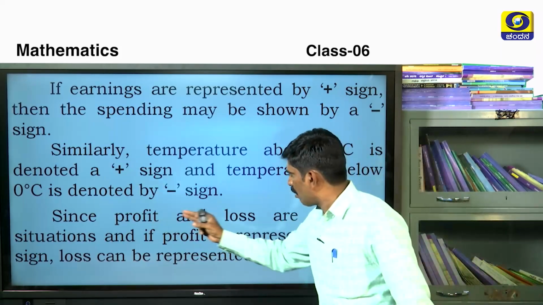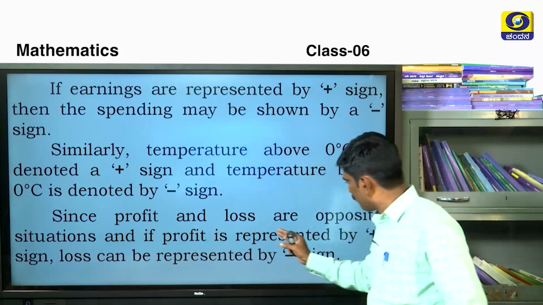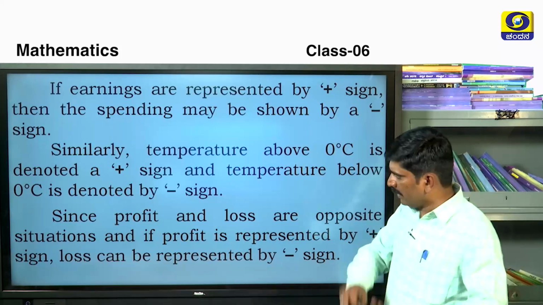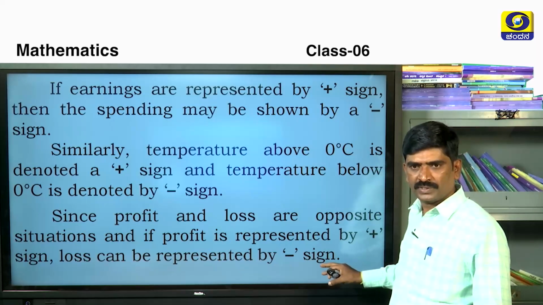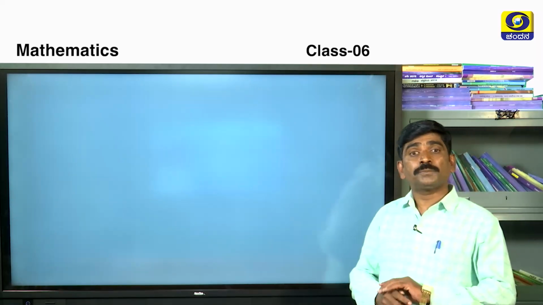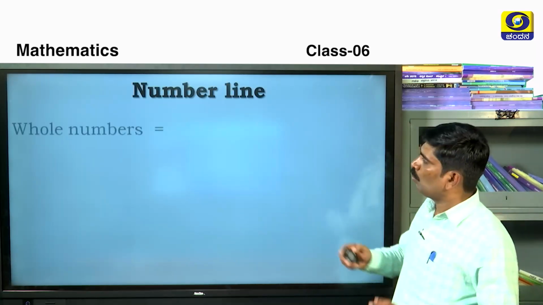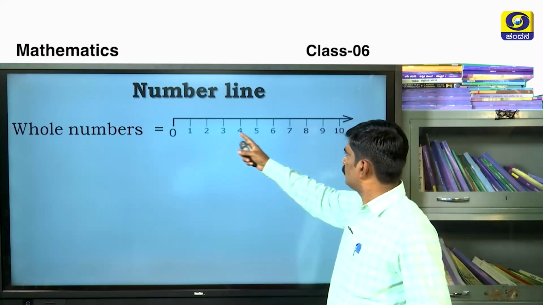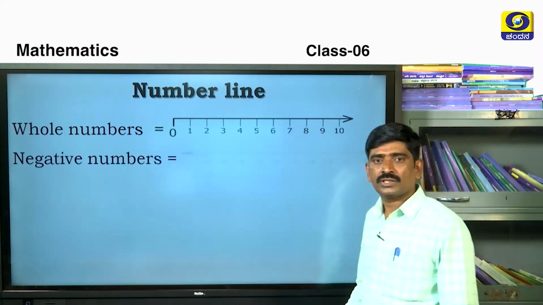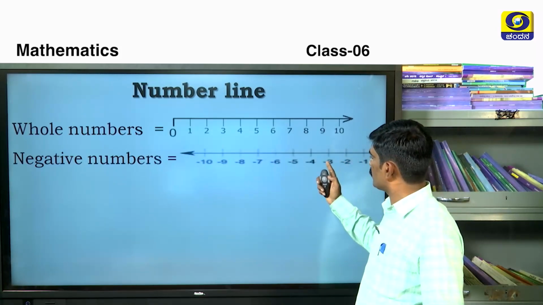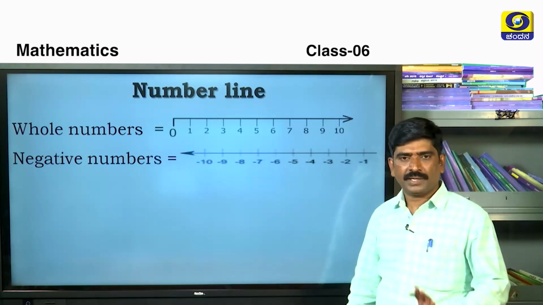Since profit and loss are opposite situations, if profit is represented by a positive sign, then loss can be represented by a negative sign, that is, the minus sign. Okay. Next, what is a number line? How is it represented? See, whole numbers are 0, 1, 2, etc. These are whole numbers, and negative numbers are -1, -2, -3, -4, -5, etc. Combining these two, we get the number line.